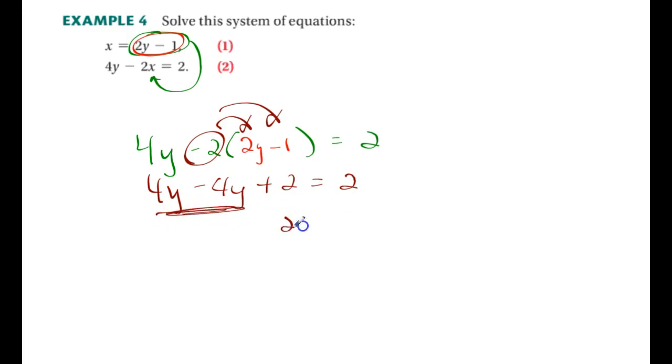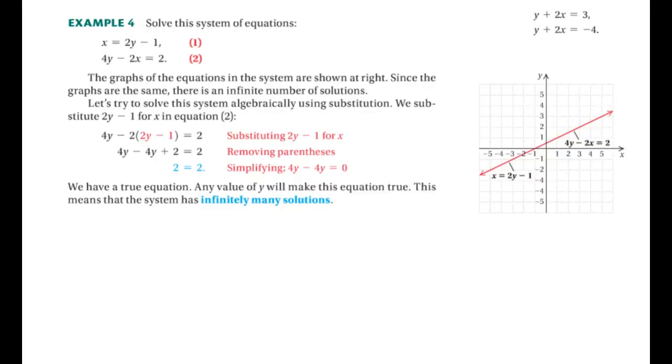This drops out, and this time instead of a false statement, I end up with a true statement, which means the opposite of no solution. I have infinitely many solutions if I end up with a true statement. That means it's a dependent system, and one line falls on top of the other line. So line A and line B are equivalent to each other, and that means every point, there's a lot of them. In fact, there's infinitely many solutions. Now, careful, you don't want to say everything works, because this point right here does not work for either line. So you just say infinitely many solutions.